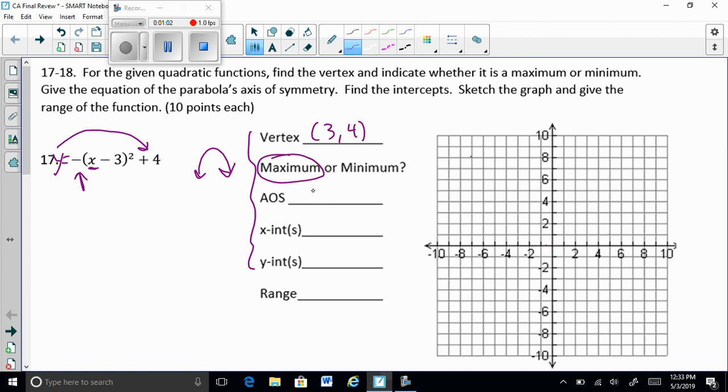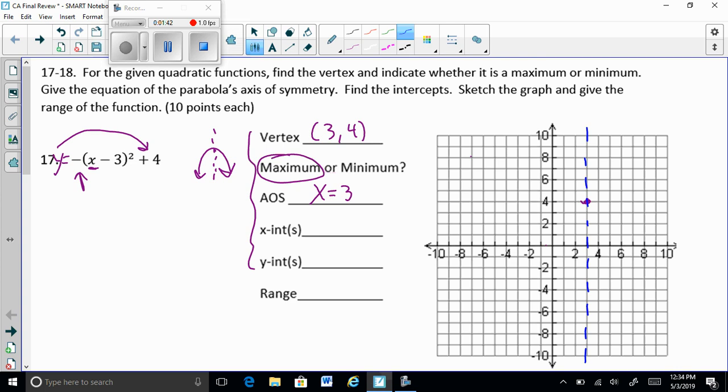The axis of symmetry is just x equals 3. Basically what that does is it cuts the parabola in half right there. And so it's the x value of the vertex that does that, x equals 3. Okay, and we can go ahead and plot those points, the vertex and the axis of symmetry. So I'm right there, and my axis of symmetry cuts right through it. Okay, so it's going to open down, and so we have to find those x-intercepts.